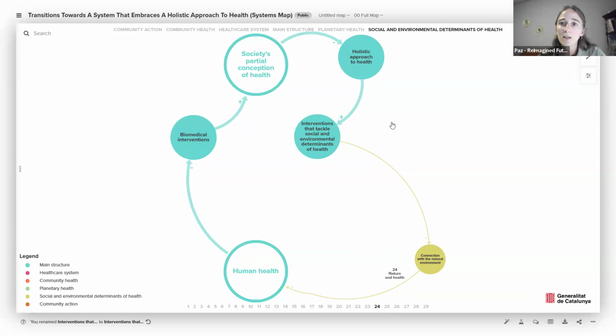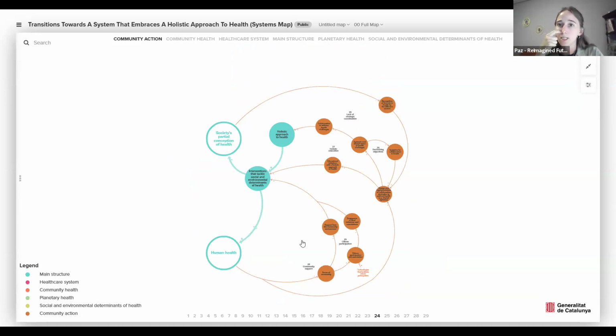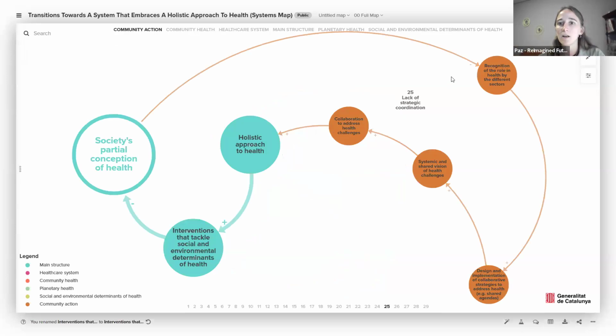And last but not least, the community action region basically describes the fundamental pillar that community action is for addressing health challenges. And it explores the role of different stakeholders and actors in society, such as education, culture, the working conditions, in creating or promoting health. For example, loop number 25 states that there's a lack of strategic coordination because there's a lack of recognition of the role in health by different sectors.